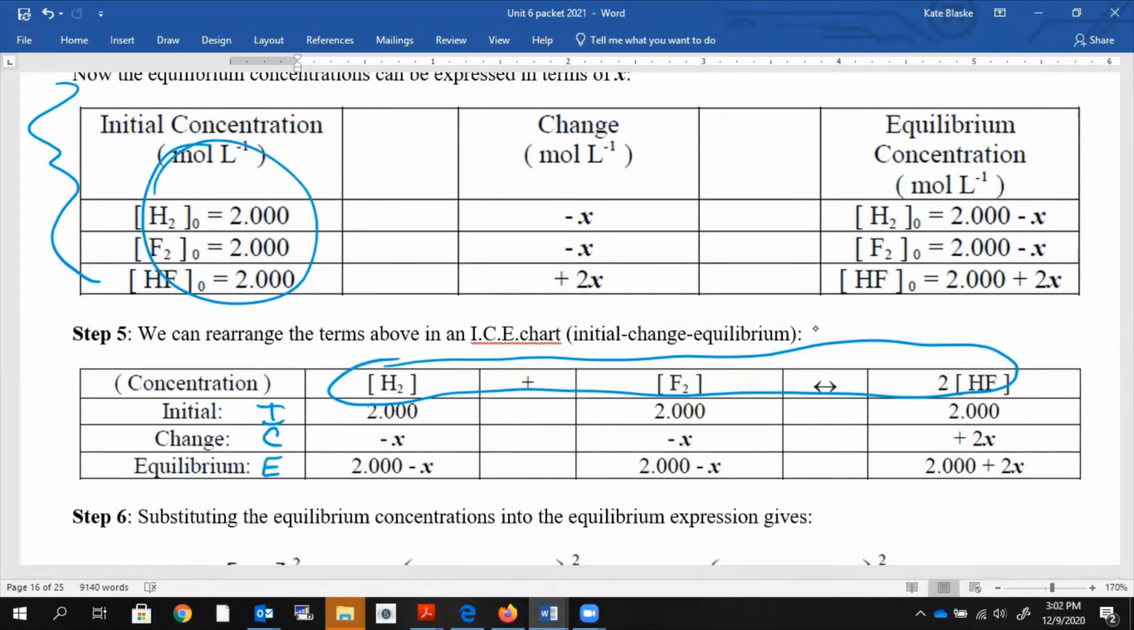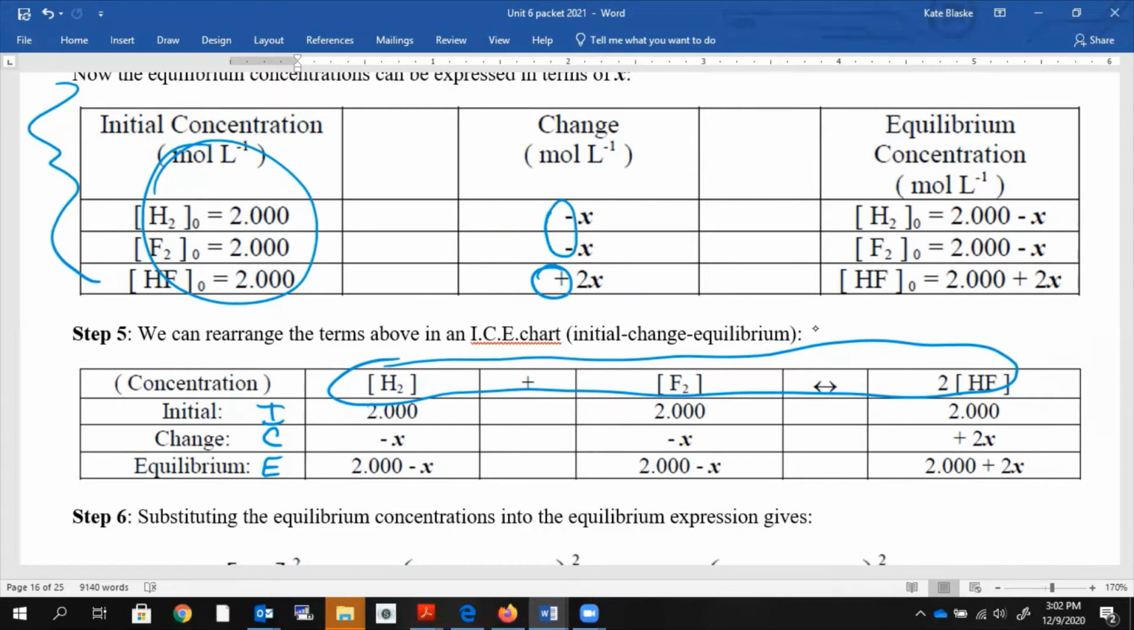Based on the stoichiometry of the reaction, we know that we need to be adding to our products, which means we're going to use up our reactants. So we're going to have subtraction from our reactants and addition to our products. And we don't know how much it's going to change yet. This is our variable, but we do know that they need to change based on their stoichiometry.